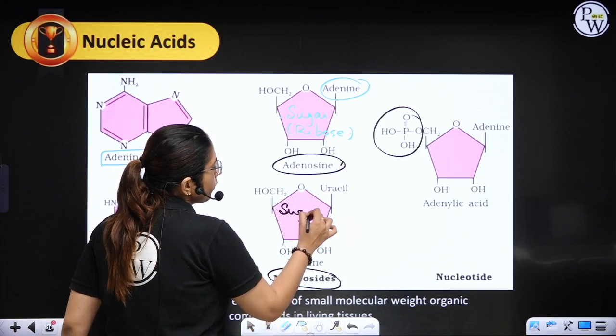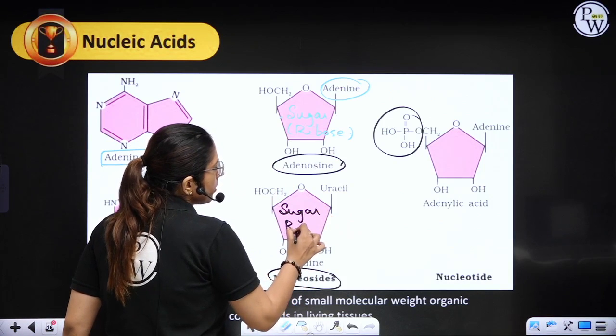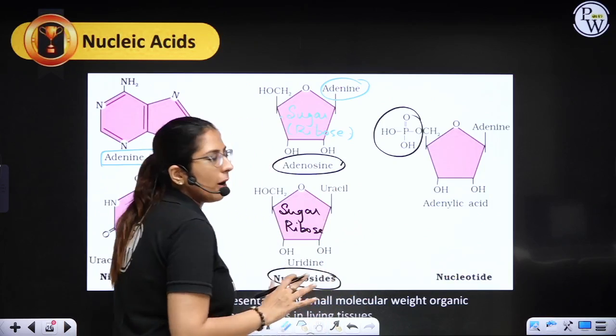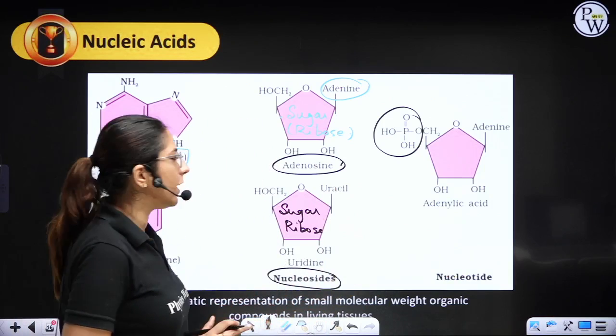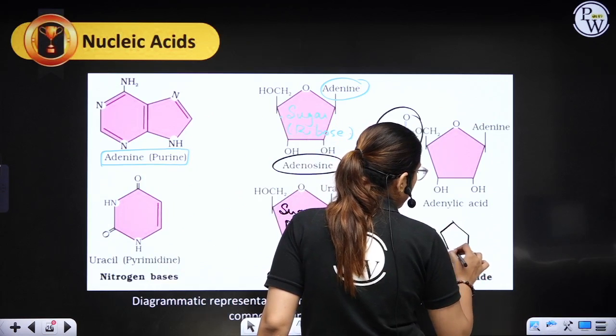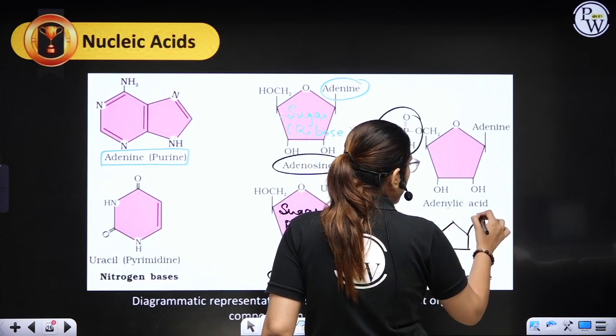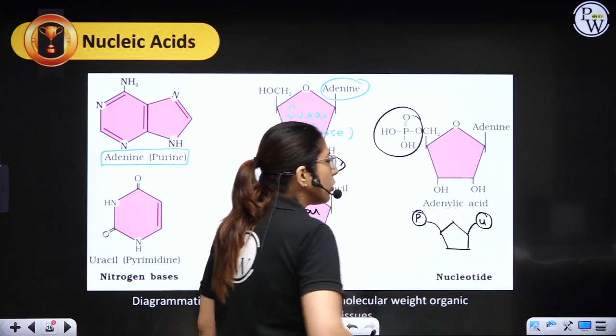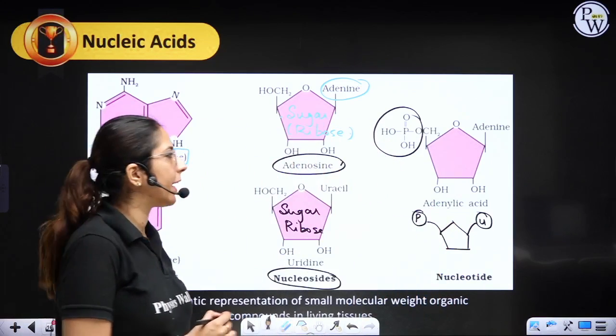And this sugar is what? This is a ribose sugar. This is not a deoxyribose, this is a ribose sugar. And it will form a nucleotide. So the nucleotide will be like this. We have a ribose, and here we have uracil attached to it. Here we'll be having a phosphate group. So the name will be written as uridylic acid.